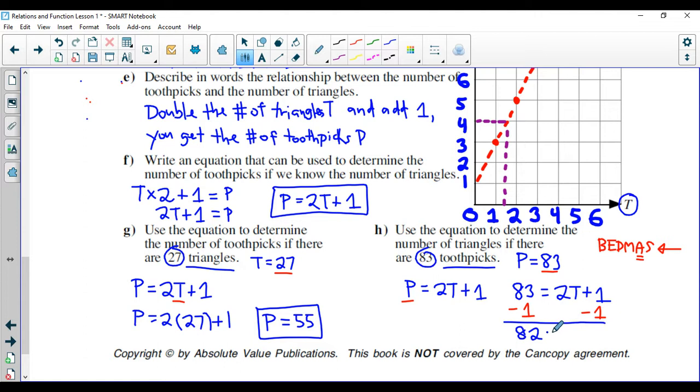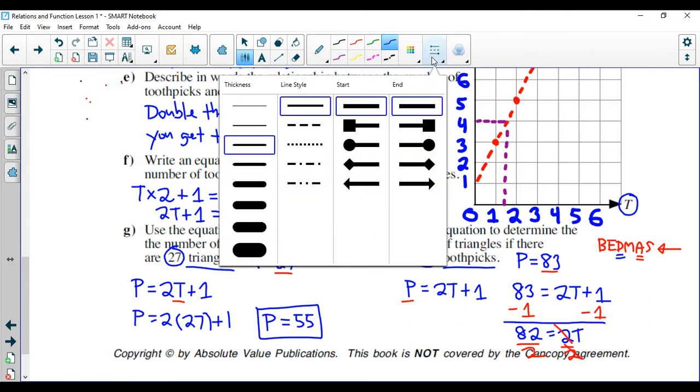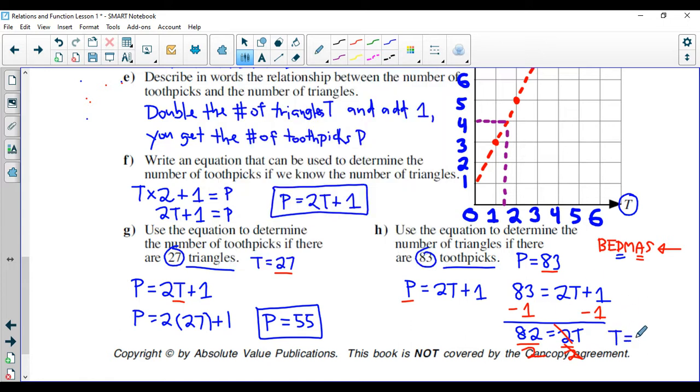If you subtract 1 from both sides of the equation, you'd be left with 82 is equal to 2 times T. And now the next thing we deal with is the multiplication. The 2 is being multiplied by T, but to get rid of the 2, we just divide both sides by 2. Sorry, I know you can't quite see that there, but the 2s would cancel off. And then 82 divided by 2 would be T is equal to 41.